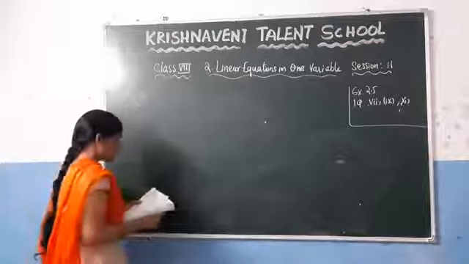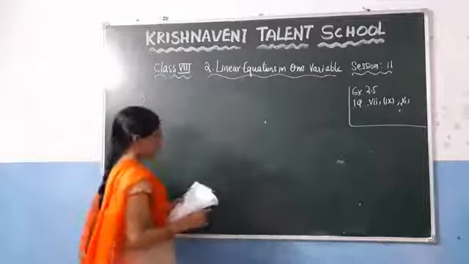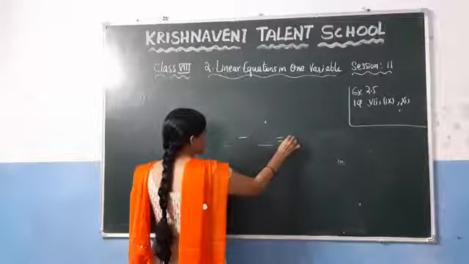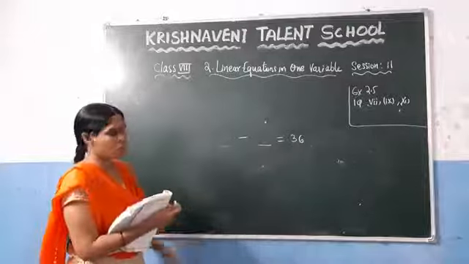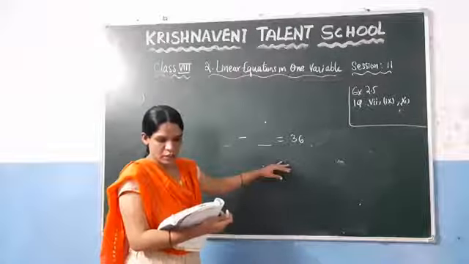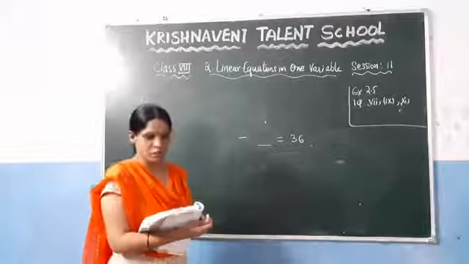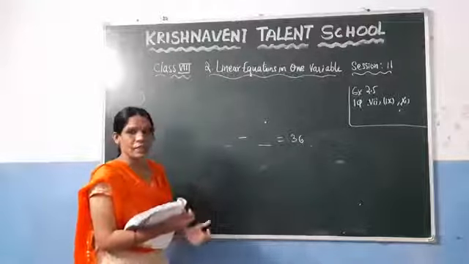Here what they said: the difference between the two positive integers is 36. If you take two positive integers, the difference is nothing but subtraction. If you are taking the difference of two positive integers, they have given the result as 36. The quotient when one integer is divided by the other is 4. Find those numbers.